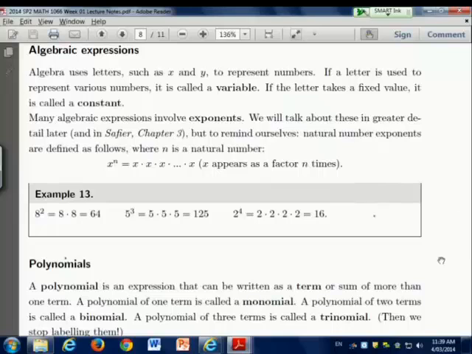All right, so we're going to turn our attention to algebraic expressions. We can use letters to represent numbers, and we saw A and B and C before. If it's representing something that's constant, it's called a constant. If it's representing something that can change, it's called a variable. Sometimes we don't know the value of the constant, but as long as we're sure it's not going to change, it's still a constant. But if we think it's going to vary, or we're not sure what its value is, it's called a variable.